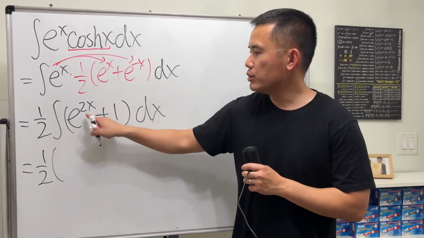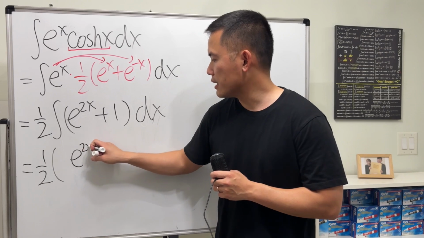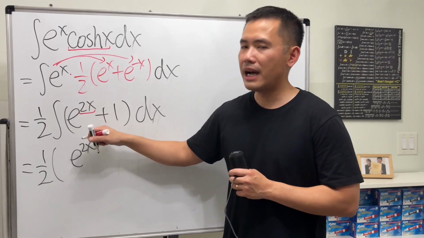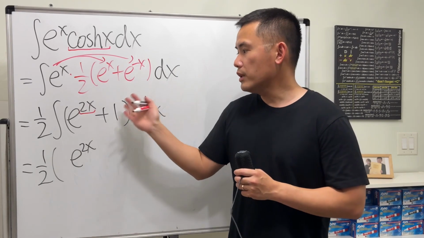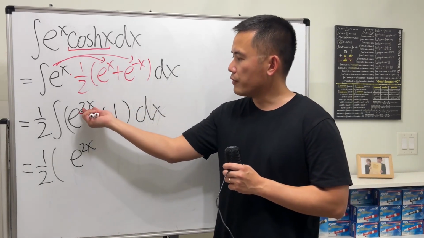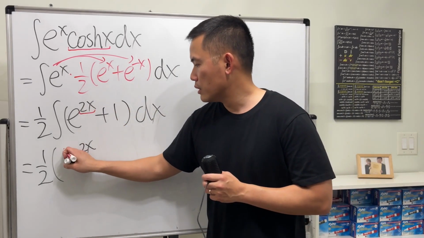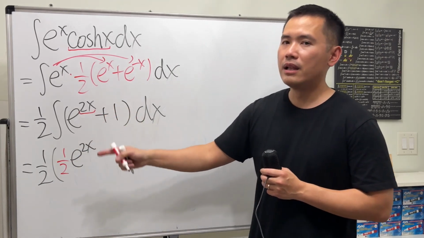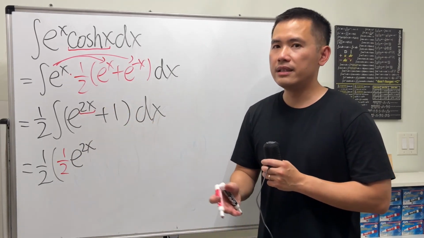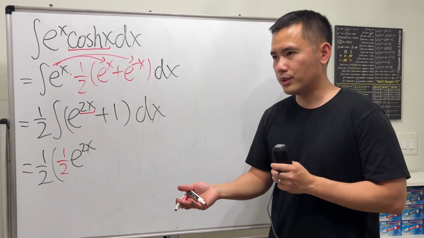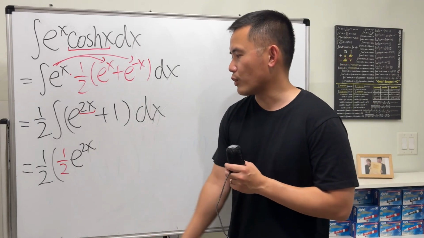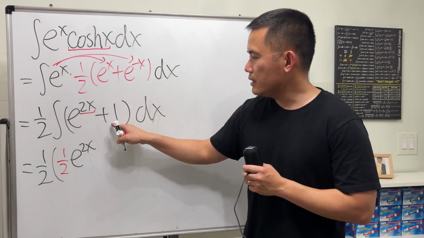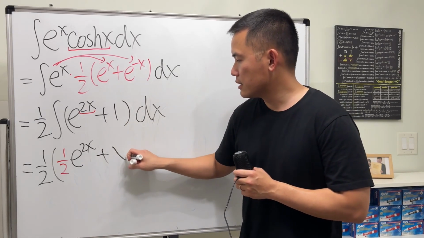Now, the integral of e to the 2x is e to the 2x, but we are going to divide it by the derivative of 2x, which is a 2. We can do this because the derivative of this right here is just a number. Technically, we are doing a u sub. Let u equal 2x, and the derivative is just 2. And then to get dx is just du over 2, so that's why we have the 1/2. And then the integral of 1 is just x.